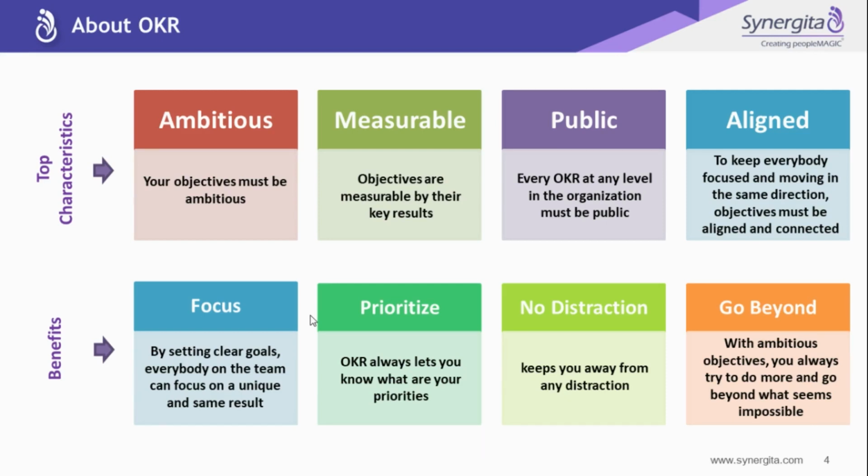So prioritize your goals. OKRs always let you know what all your priorities are, and keep you away from any distraction. And all the team members, right from the employee level, manager and supervisor, till the management team, will be completely focused on what they want without any distraction. Go beyond. So with ambitious objectives, you always try to do more and go beyond what seems to be impossible.